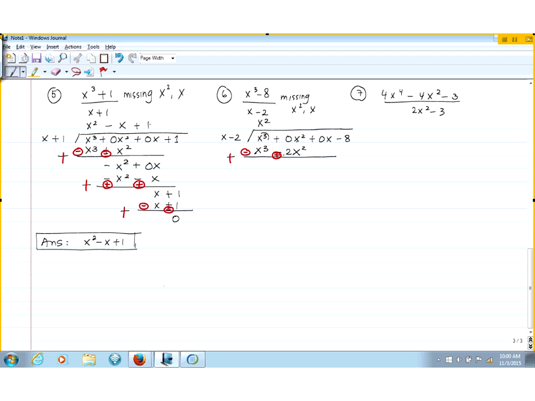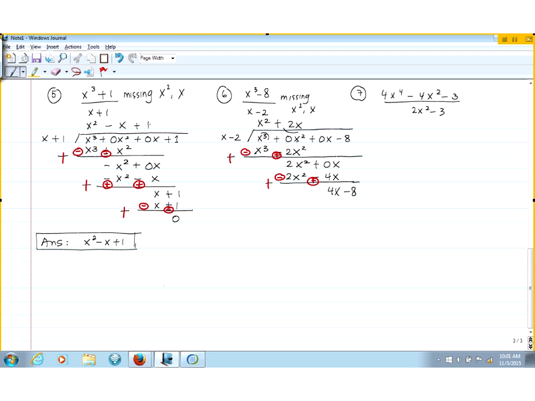So x cubed minus x cubed, cancel. 0 plus 2x squared. Then bring down the 0x. Now 2x squared divided by x is plus 2x. 2x multiplied by x minus 2 is 2x squared minus 4x. And then we subtract. So instead of subtracting, we add with the opposite. Alright.